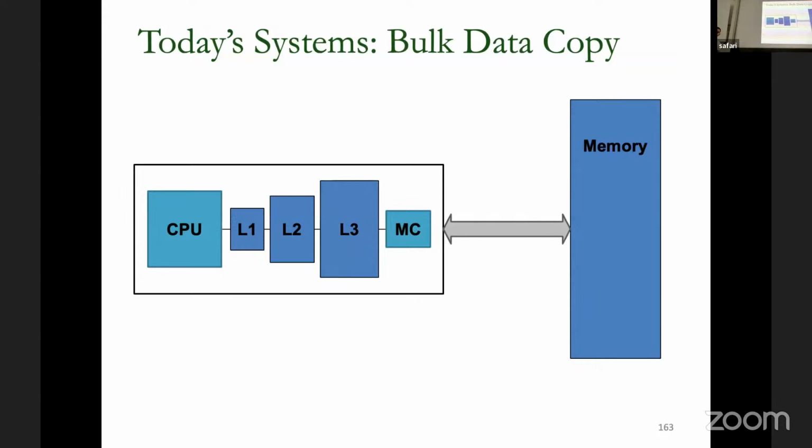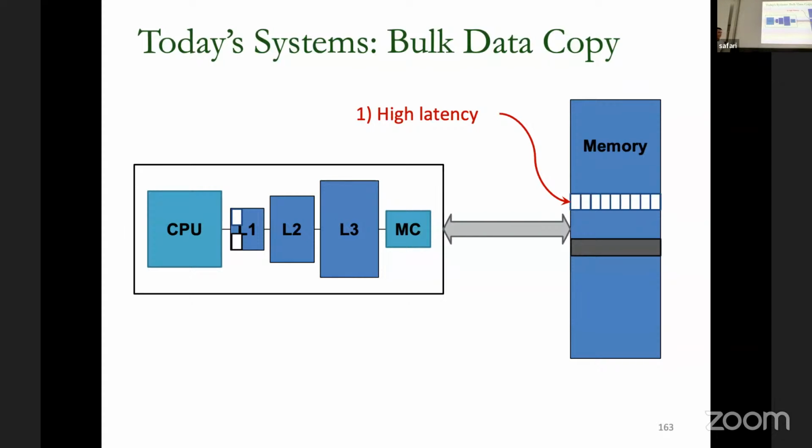So how do you copy one row to another row in today's systems? You access the first row, and then you move that row piece by piece from the memory to the processor, and then later you move the destination data piece by piece from the memory to the processor. You do the copy, and then you write back.